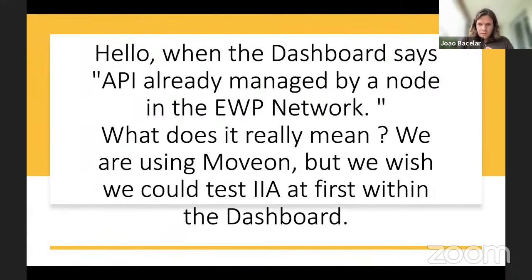Hello. When the dashboard says API already managed by a node in the EWP network, what does it really mean? We are using MoveOn, but we wish we could test interinstitutional agreement at first within the dashboard. Thank you for this question.